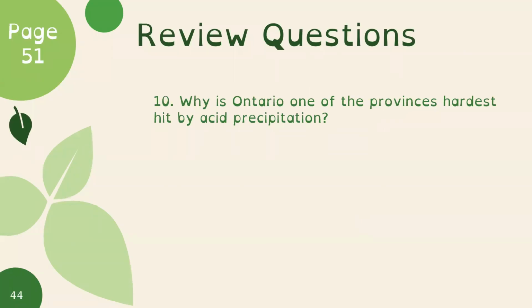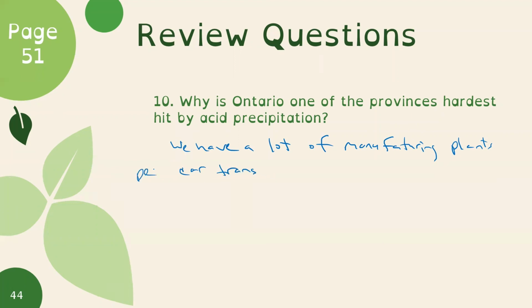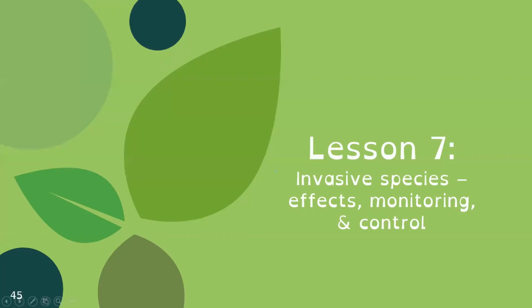And number 10, why is Ontario one of the provinces hardest hit by acid precipitation? Because we have a lot of manufacturing plants, and then also car transportation, like personal transportation. The fact that we have the highest population in Ontario, a lot of our people live in Ontario, and therefore we have a lot of vehicles on the road.